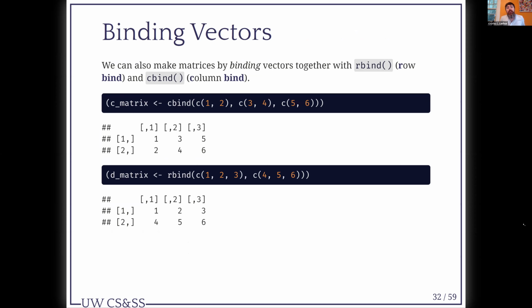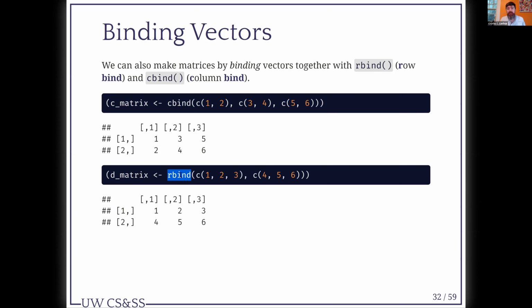Okay. You can also make matrices by binding vectors together with the row bind and column bind functions, which are rbind for rows and cbind for columns. I could say, take the vectors 1 and 2, 3 and 4, 5 and 6, and cbind them together. Each one of these vectors will become a column in the new matrix. So you see 1 and 2, 3 and 4, 5 and 6. So the 1 and 2 went here, the 3 and 4 went there, the 5 and 6 went there. So cbind takes multiple vectors and binds them together into a matrix.